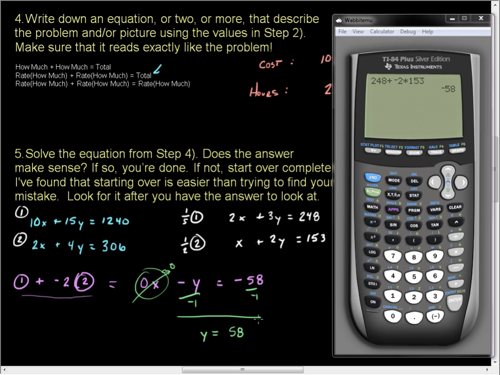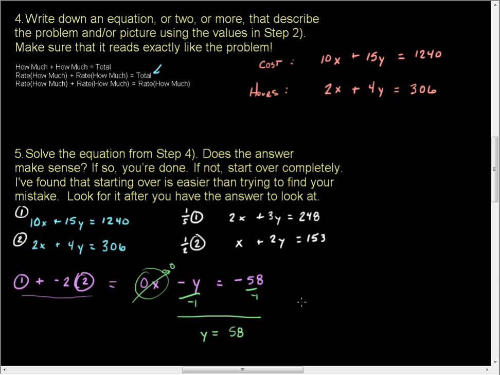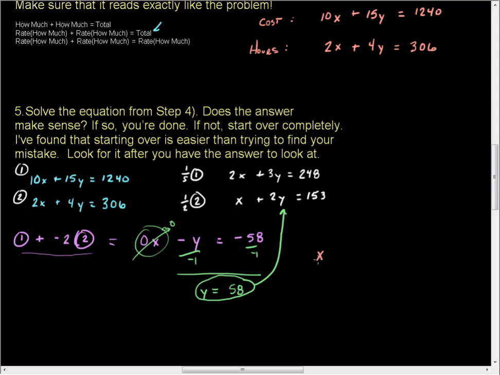At this point, if you want, you can go ahead and use substitution. And I think that's going to be the way to go with this. And so I'm going to take my y value, and because the numbers are smaller, I'm going to shove that right in there. So I've got x plus 2 times 58 equals 153. That gives me x plus 116 equals 153. If I subtract 116 from both sides, 153 minus 116 gives me 37. X equals 37.